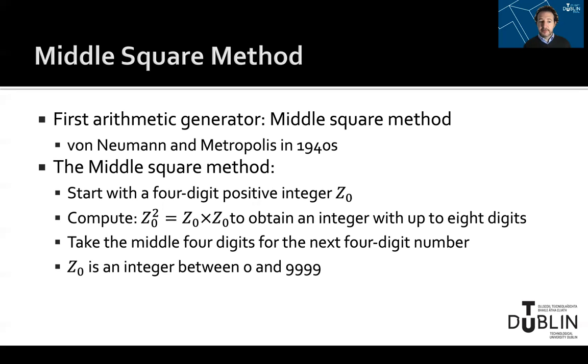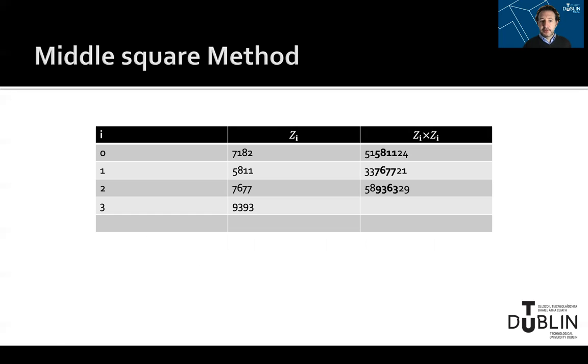So the middle square method says, give me a 4-digit number, Z0, square it, and then take the 4 middle digits. And that'll generate numbers between 0 and 9999. So let's have a look at this. If I give you the number 7182, we square it, and then we take the 4 middle digits. That's our new number. So that's our next random number. We square that, take the 4 middle digits. Square it, take the 4 middle digits, and so on.